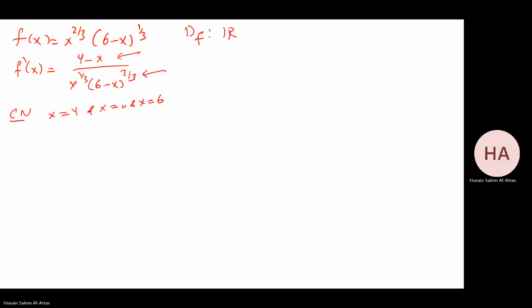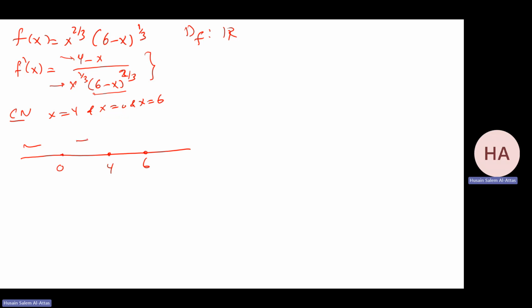So that gives me increasing, decreasing. We'll make it in one graph. That will be 0, that will be 4, that will be 6. I'll check the sign of this function. Don't forget you are checking the sign of this function. This is always non-negative, positive actually, since the power is 2. So this and this will make the control. Take a negative value: that will be positive over negative, so negative. When between 0 and 4, that will be positive over positive, which makes it positive.